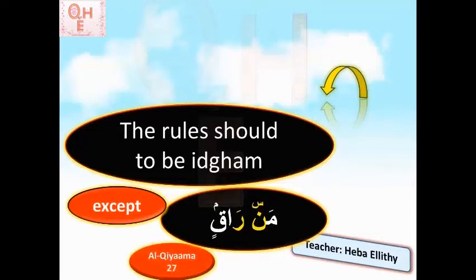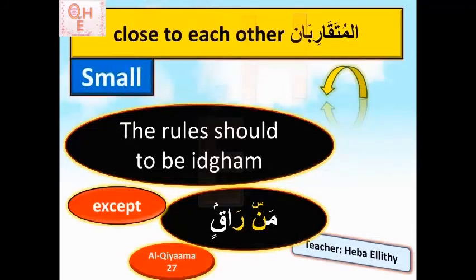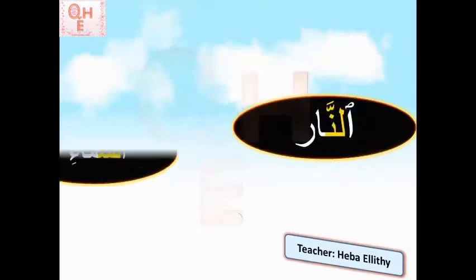And this is in Surah Al-Qiyamah verse 27, and this is under al-mutaqaribain, small case, noon followed by ra. So this is the exception to the 5 letters we just explained. If noon is followed by one of the 5 letters, we have one exception here, which is man raq, noon followed by ra.